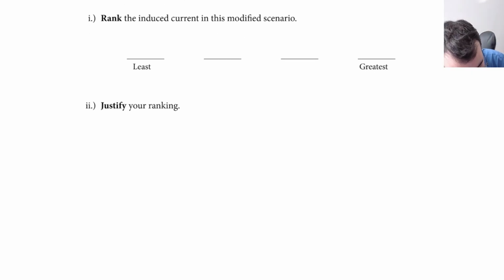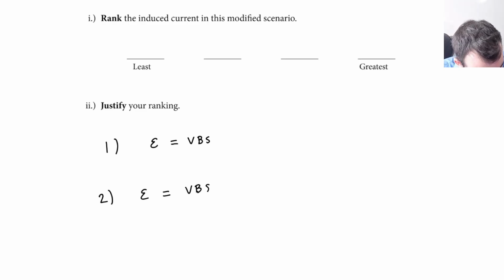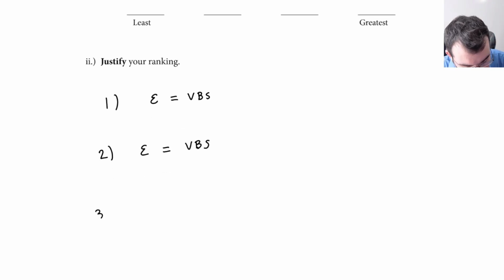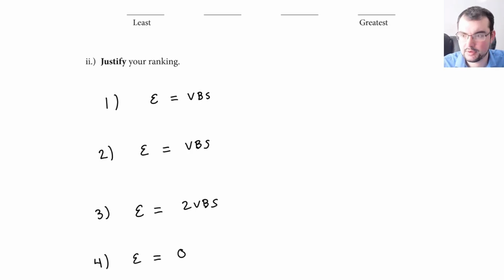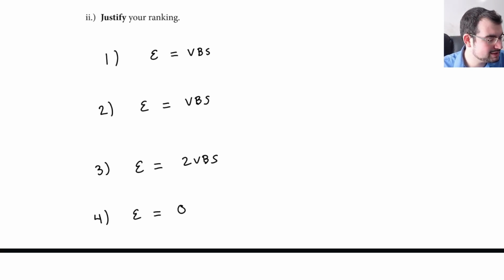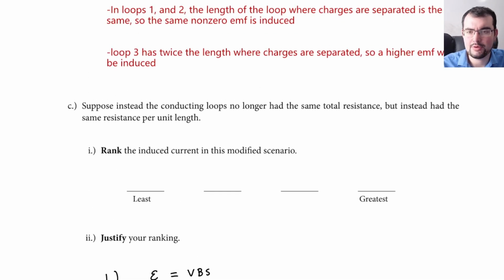So what we learned before is that for 1, the EMF was vBs. For 2, the EMF was vBs. For 3, the EMF was 2vBs. For 4, the EMF was 0. So now we actually have to incorporate the length of these loops into the equation, because the more length you have, the more resistance, and that's going to be a linear relationship, same resistance per unit length.